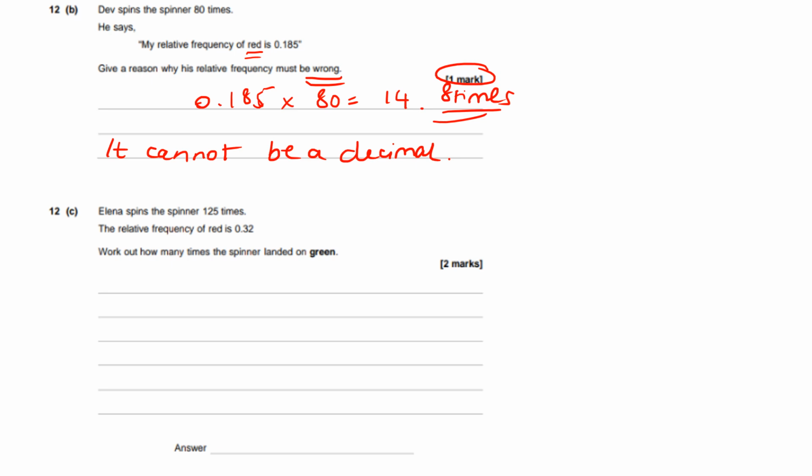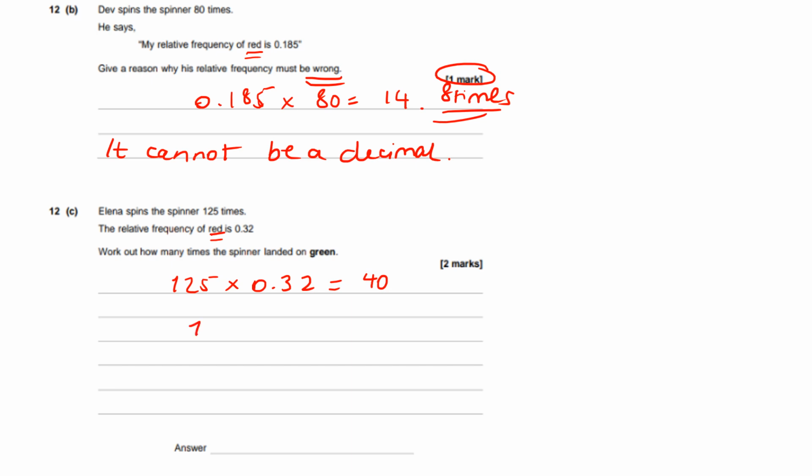So question 12c is Elena spins the spinner 125 times. Again, if I spin the spinner 125 times and my relative frequency is 0.32, this is how many times the red is going to come up, and that is going to be 40. This would mean that the rest is going to be green because you only had two options. You had red and green.